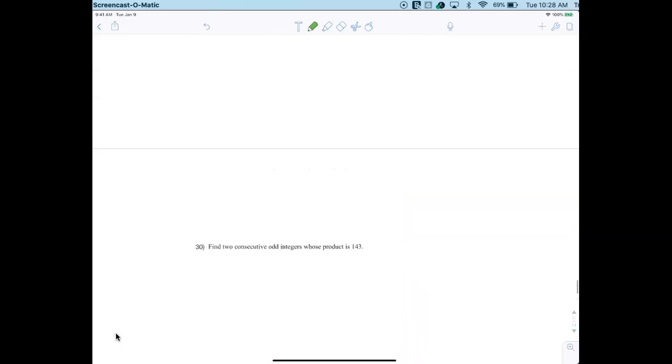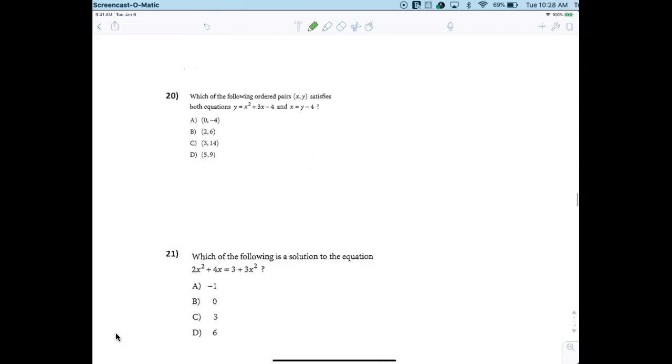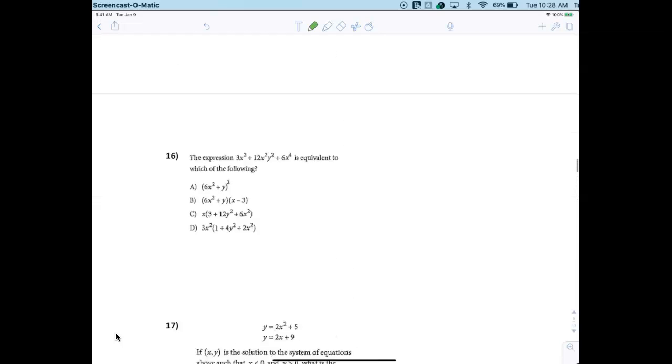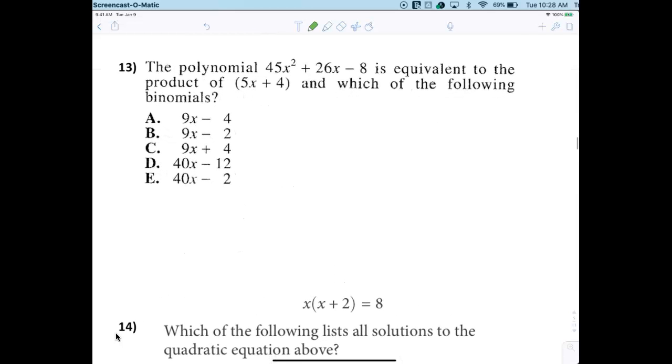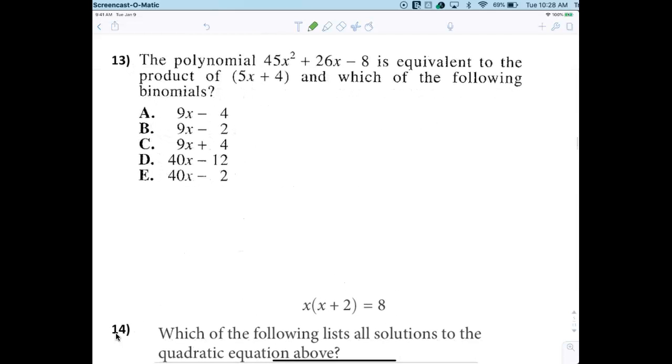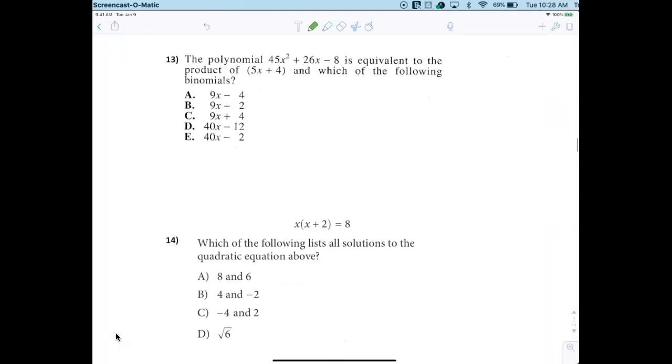Okay, so number 30, we're going to do that tomorrow. So we're going to go back to this top again. I've got one more word problem I want you to do for tomorrow. And then today we're going to start on question number 13. All right, so I'm going to pause it now, and I'm going to give you a couple minutes. If you don't know how to do 13, try 14. I'm going to walk around the room. I want you working.